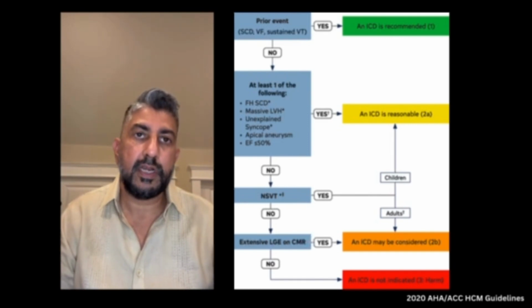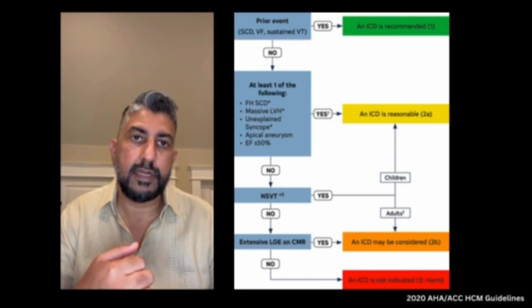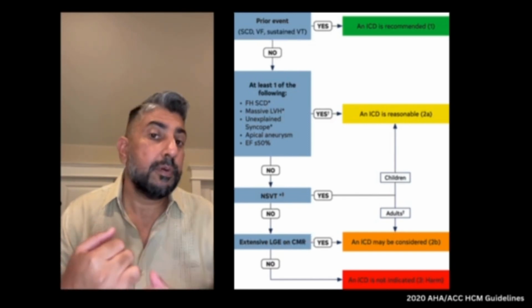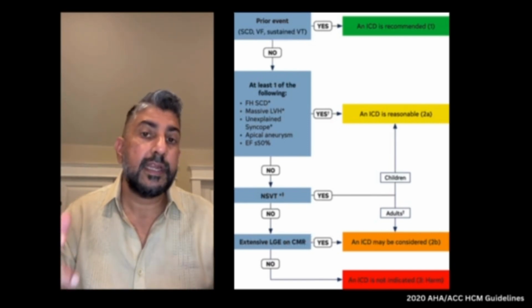If they've not had a prior event, then you want to look for any risk factors, right? Risk factors include family history of sudden cardiac death, massive LVH, unexplained syncope, apical aneurysm, or ejection fraction less than 50%. If you have none of those, then an ICD may be reasonable.